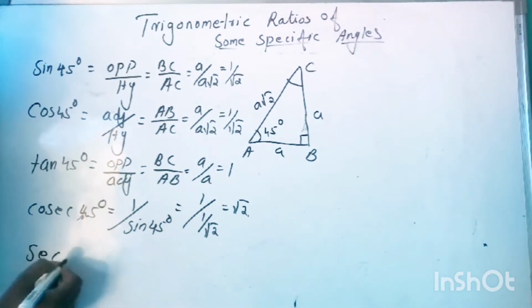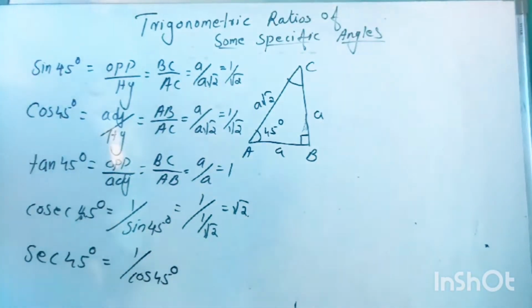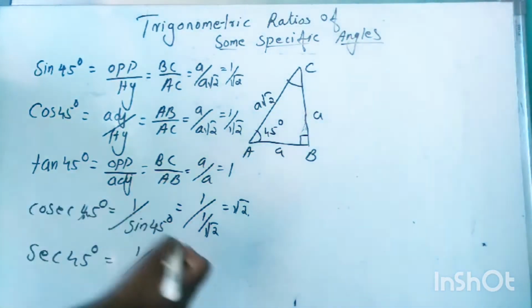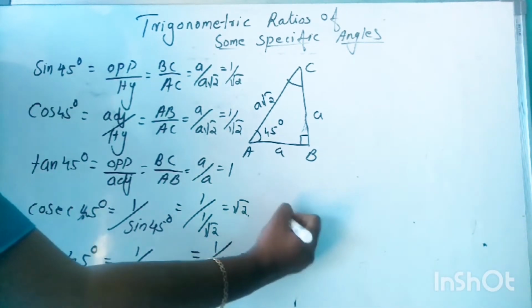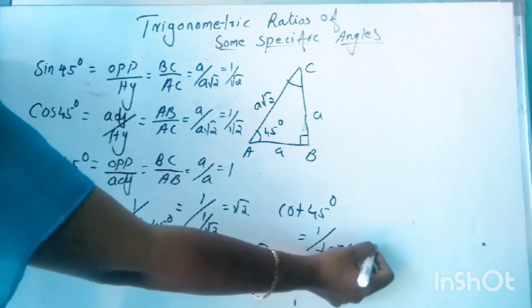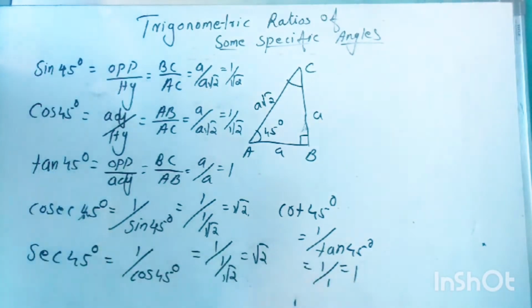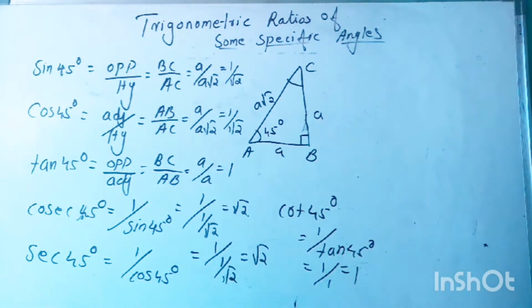Now sec 45 degree is 1 by cos 45 degree, that is 1 by 1 by root 2, which is equal to root 2. Now cot 45 degree is equal to 1 by tan 45 degree, that is 1 by 1 is equal to 1. So sine 45 degree is equal to 1 by root 2, cos 45 degree is equal to 1 by root 2, tan 45 degree is equal to 1, cosec 45 degree is equal to root 2, sec 45 degree is equal to root 2, cot 45 degree is equal to 1.